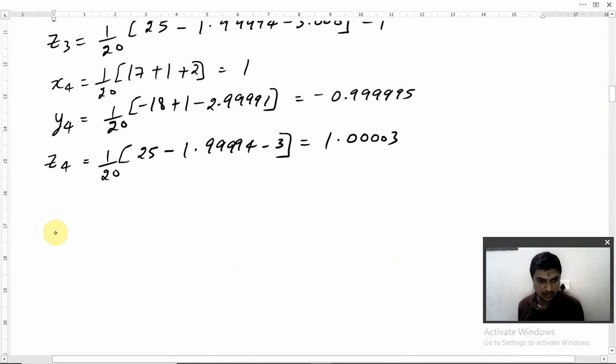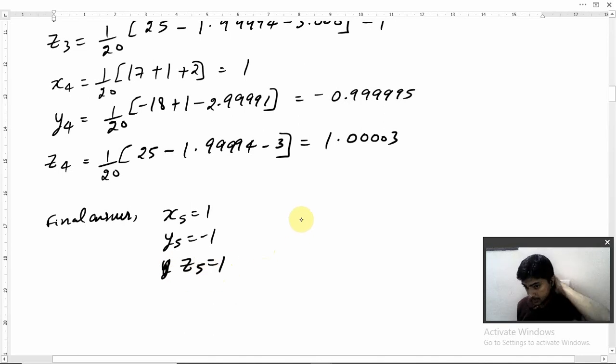So this implies that I will write the approximate at the end. So this is my final answer. I will approximate the answer. X5 is equal to 1, y5 is minus 1, and z5 is 1. This is the final answer.